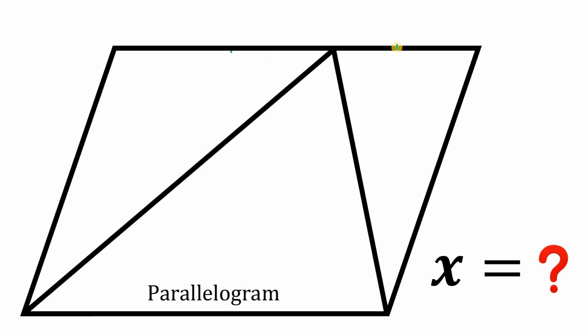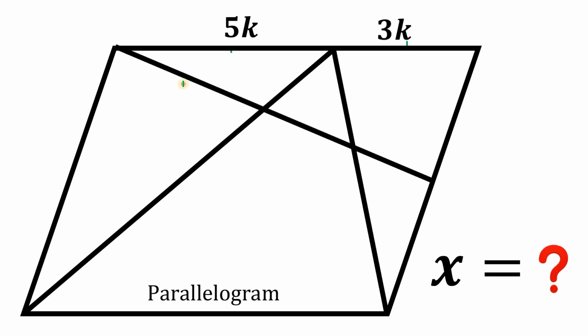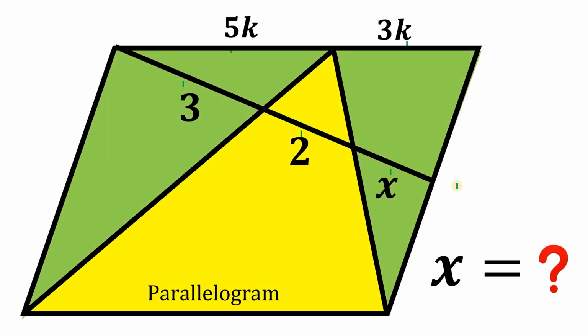Now, this segment measures 5k and this segment measures 3k. Now, let's draw a segment like this. This segment measures 3 units, this is 2 units, and this is x units. Now, the question is, what is the value of x?